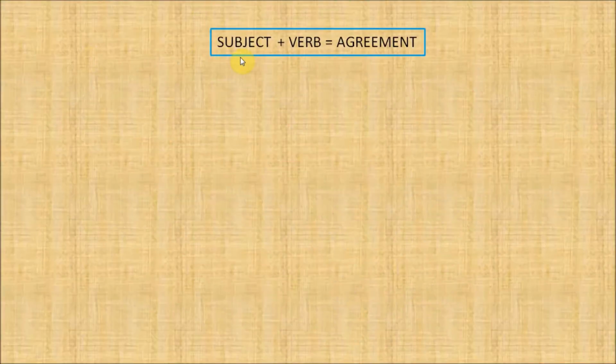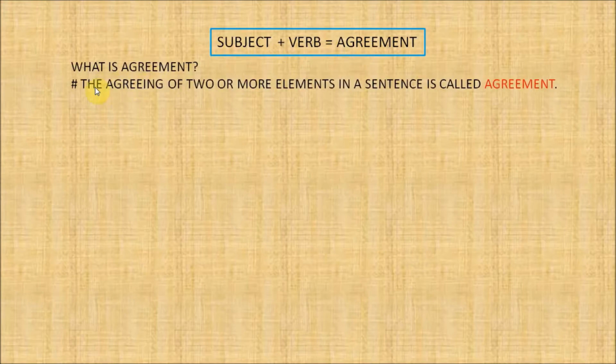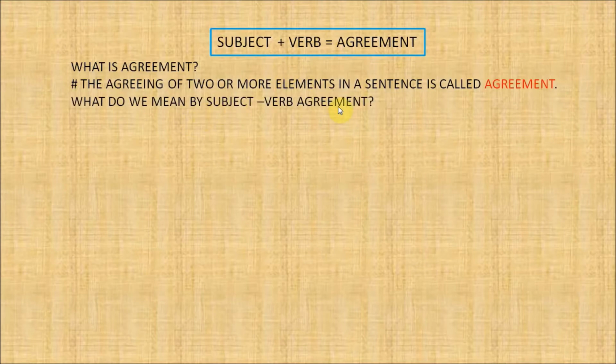Let's begin today's topic, subject-verb agreement. What is agreement? The agreeing of two or more elements in a sentence is called agreement. Now in this chapter, what do we mean by subject-verb agreement? We mean a verb must agree with its subject.